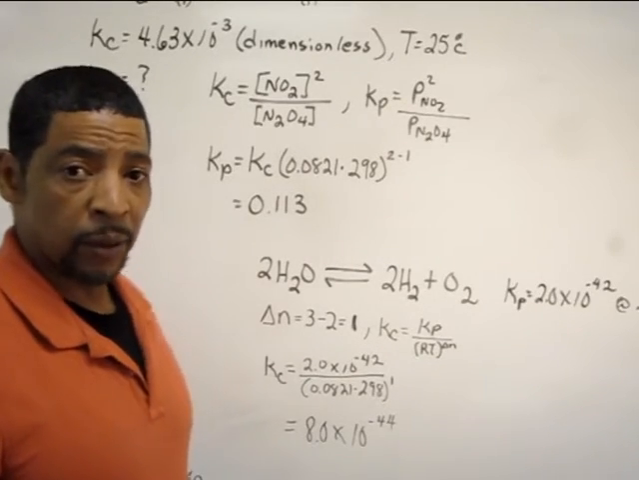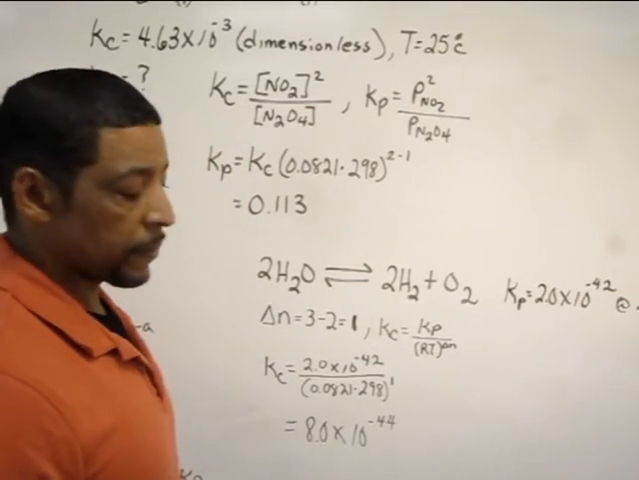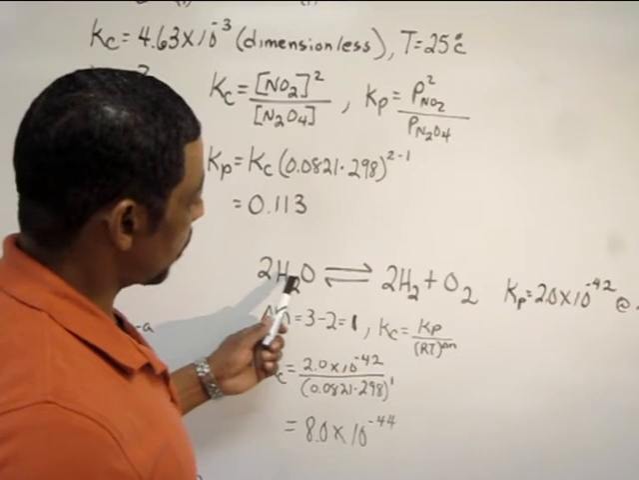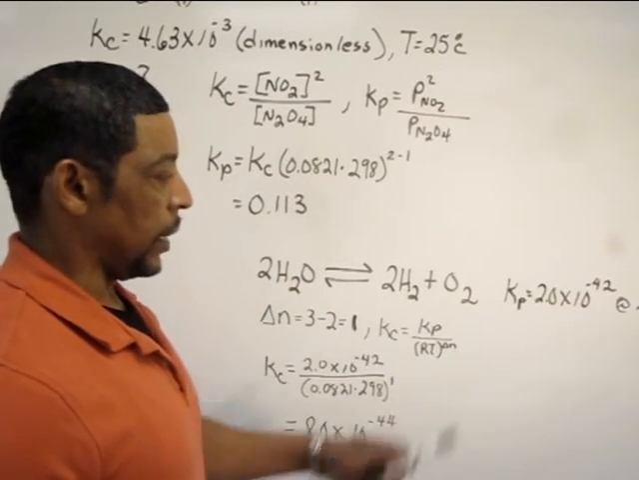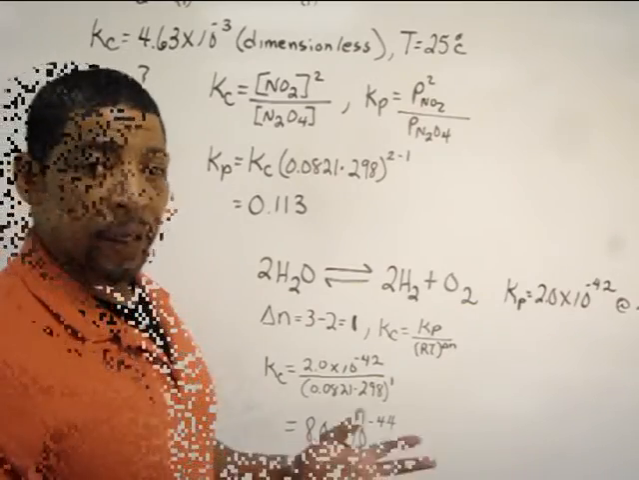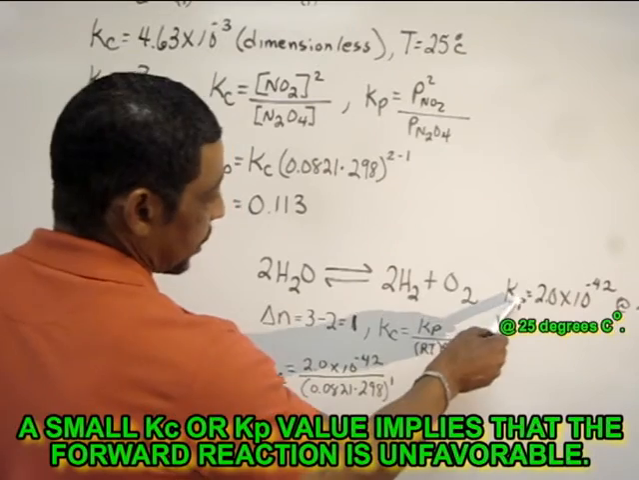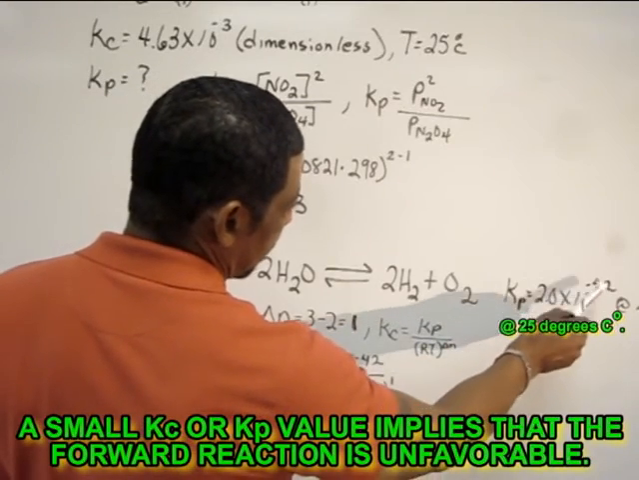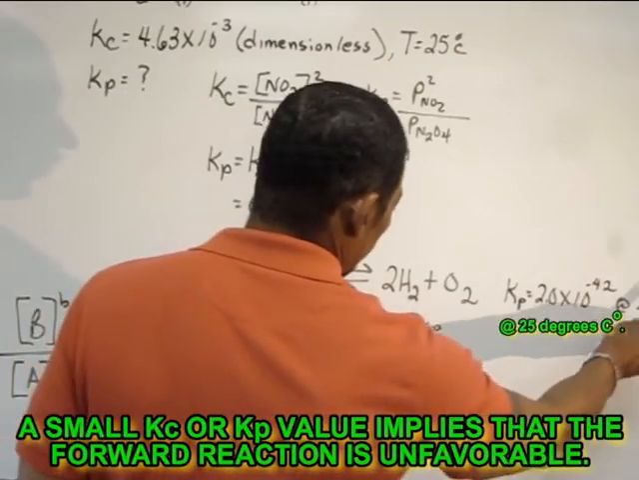Now suppose you're asked to calculate the Kc value given a Kp value. Consider the following equilibrium equation, where water is in equilibrium with its elements, where 2 moles of water is in equilibrium with 2 moles of hydrogen gas and 1 mole of oxygen gas, where the Kp value for the equilibrium reaction will be 2.0 times 10 to the negative 42 at 25 degrees Celsius.